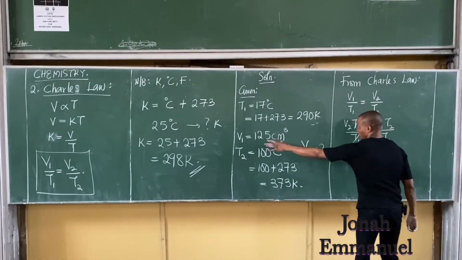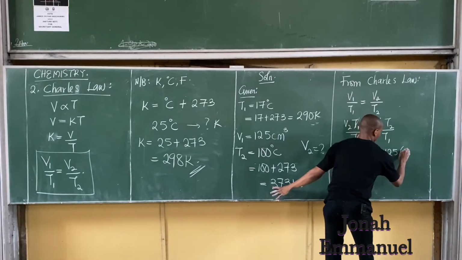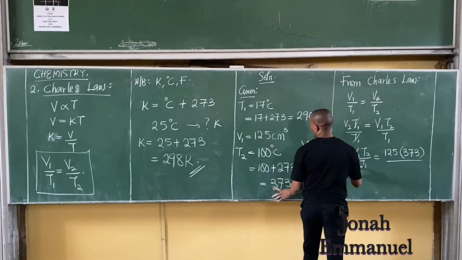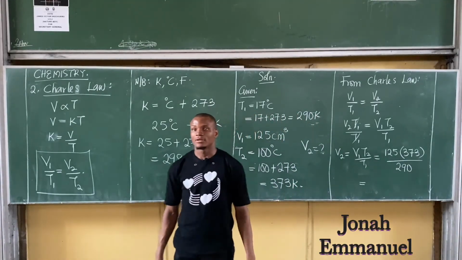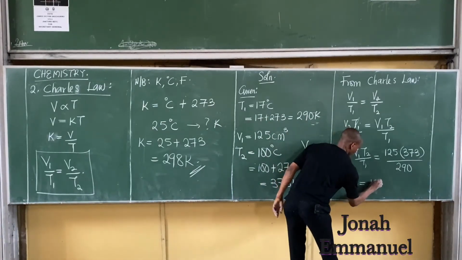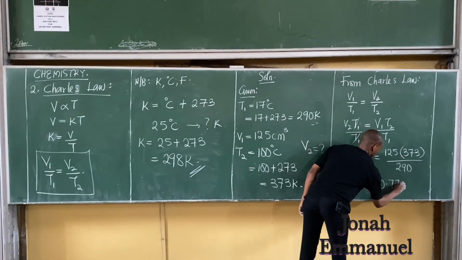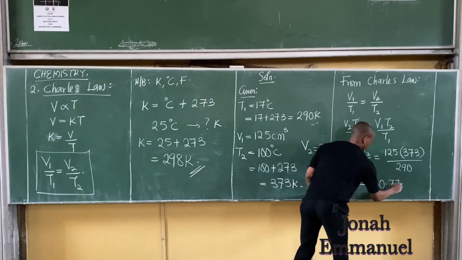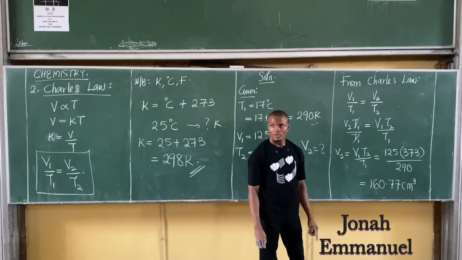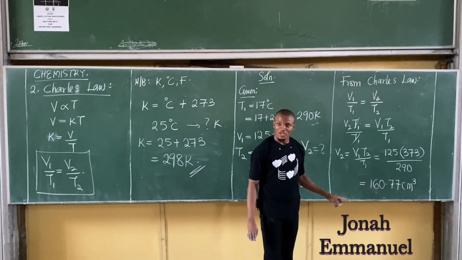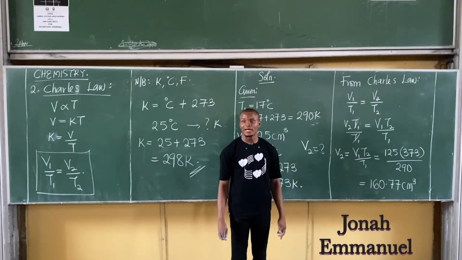Input values. V1 is 125, into T2, 373, all over T1, 290. Please give me the final answer. What do you get? 77.5, approximately 78. That's approximation. JAMB will give you 77 and 78. Choose 77, you're wrong. You can't say 77. Approximate it to 78.